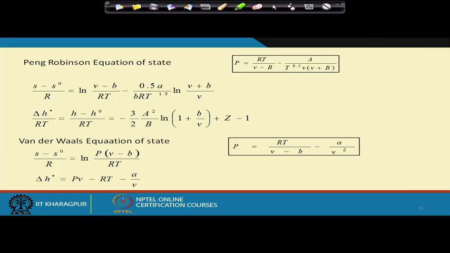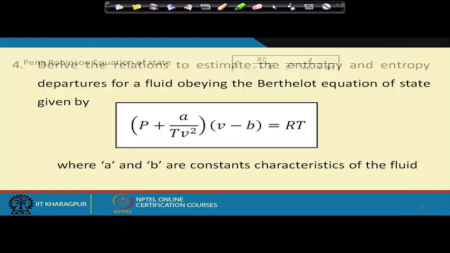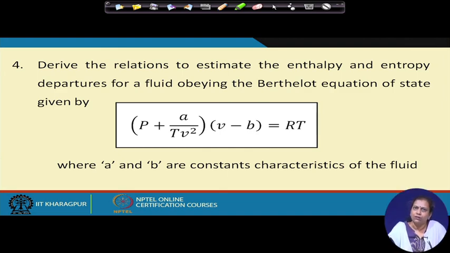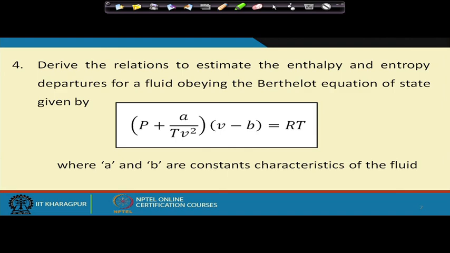Now, suppose it is not a van der Waals equation of state. Suppose it obeys some other equation of state, where instead of A by V square there is also a temperature term, quite expectedly, because the intermolecular force of attraction depends on the temperature as well. For this case, proceeding in a similar manner, can we not find out the delta H star and the delta S star, the enthalpy and entropy departure functions, just the way we have done it for the van der Waals equation of state?